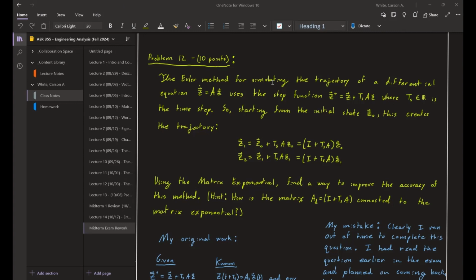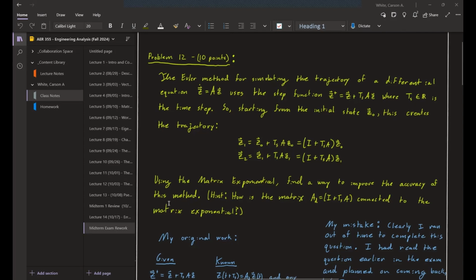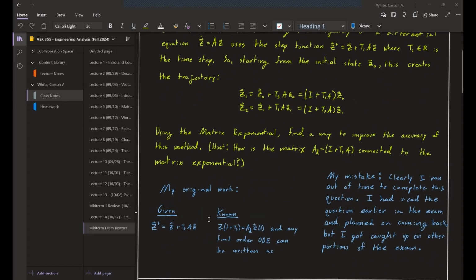Starting from the initial state z naught, this creates a trajectory as seen right here. Using the matrix exponential, find a way to improve the accuracy of this method. And a hint that was given was, how is the matrix AD equals I plus TSA connected to the matrix exponential?